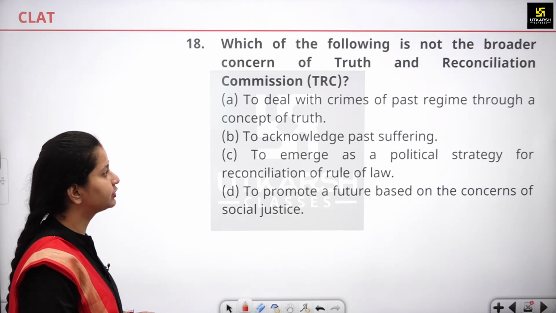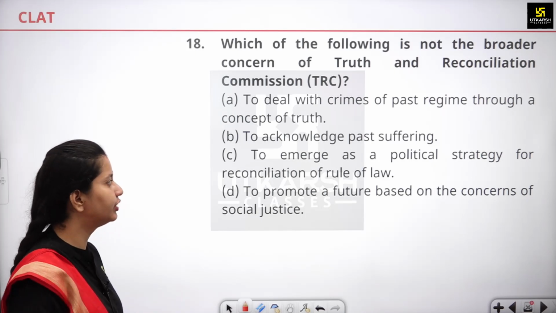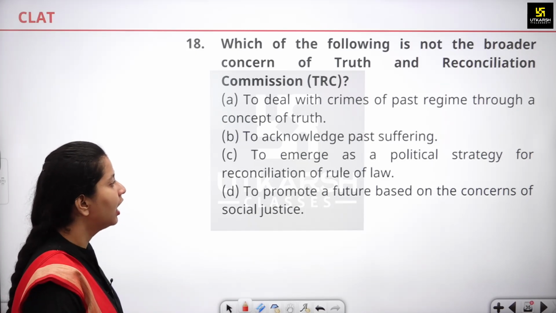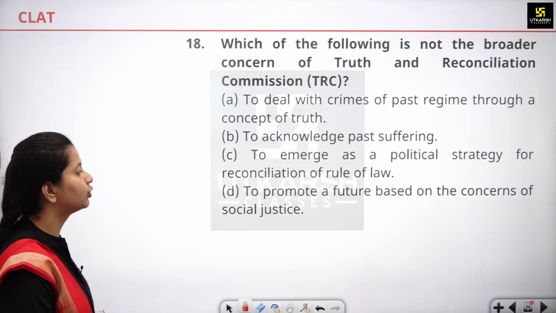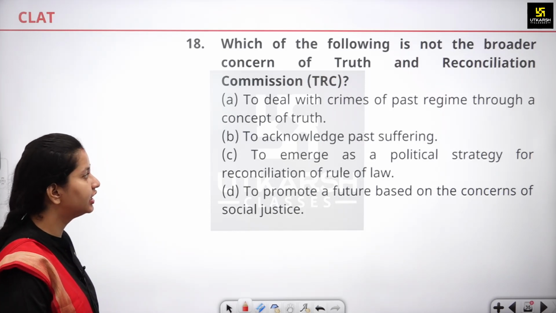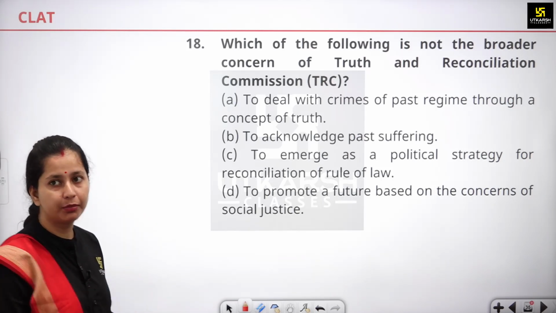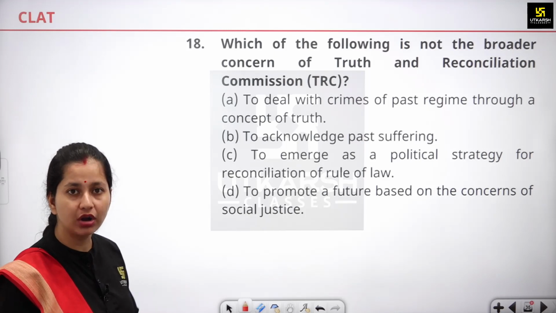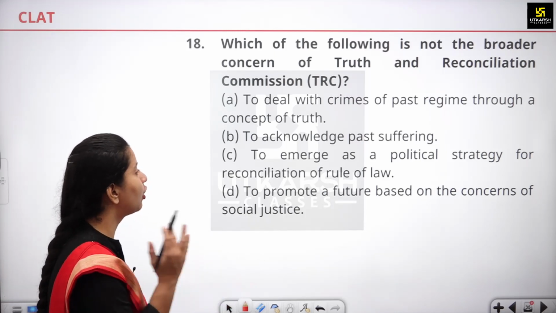Now next question: which of the following is the broader concern of TRC? To deal with the crimes of past regime, to acknowledge past suffering, to emerge as a political strategy for reconciliation of rule of law, or to promote a future based on the concern of social justice. So here what is it saying? Which of the following is not the broader concern of TRC.